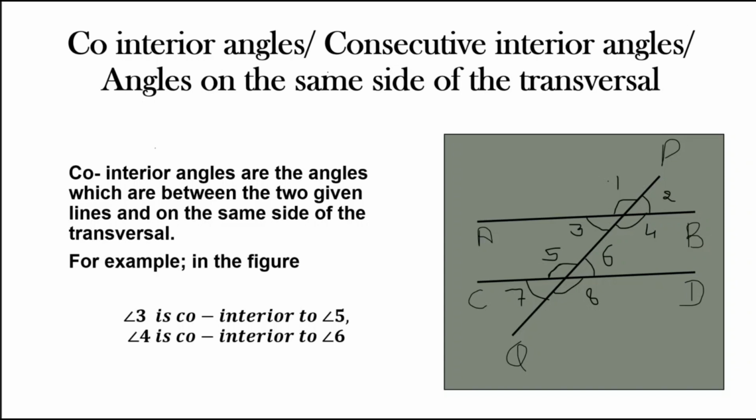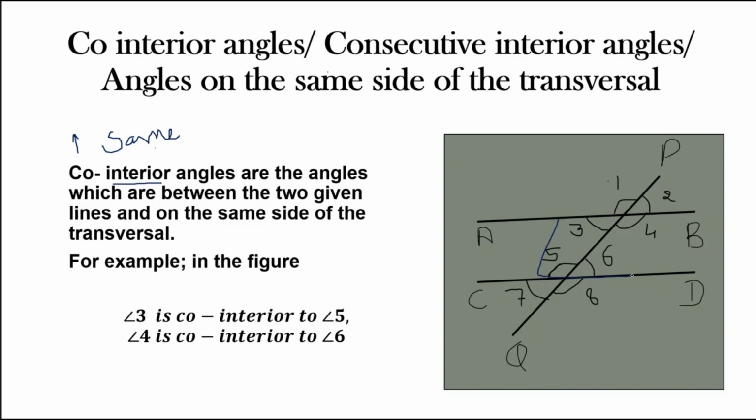The last kind of angles is co-interior angles, consecutive interior angles, or even what we call angles on the same side of the transversal. So what do we mean by it? Again, the meaning is hidden in the name itself. Co-interior. Whenever the word co is there in maths or any subject, co means same. So co-interior, interior means inside. So again we'll be dealing with the angles inside the lines.